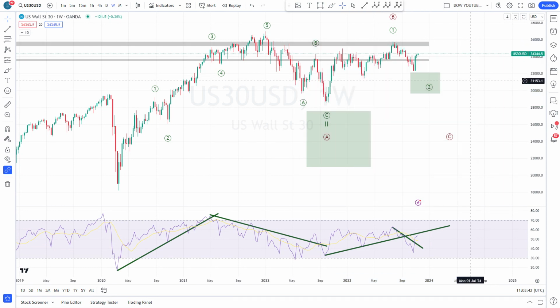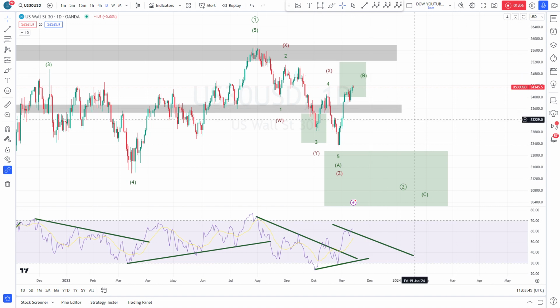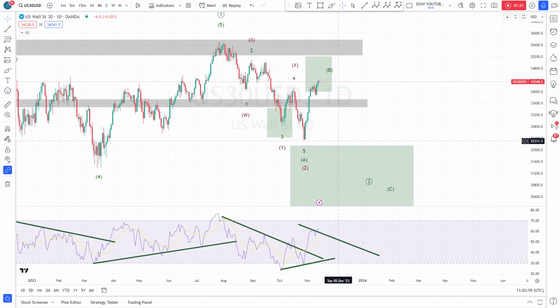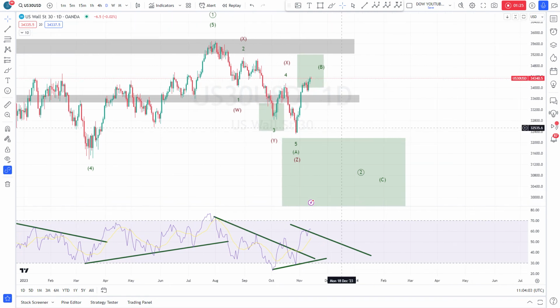If we go back to the daily, then from this low, I believe the obvious interpretation of this structure would be 5 waves down: 1, 2, 3, 4, 5. And if we have 5 waves down, then we know that 5 waves should be followed by another 5 waves. So an impulse should be followed by another impulse.